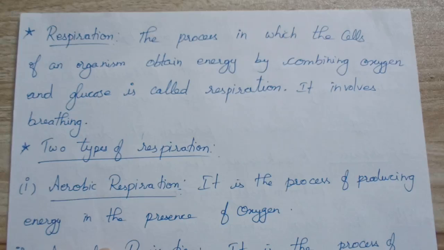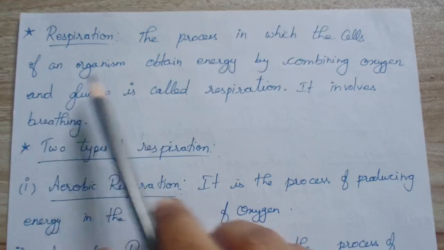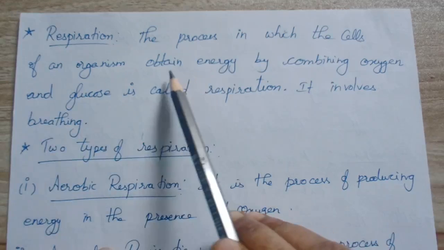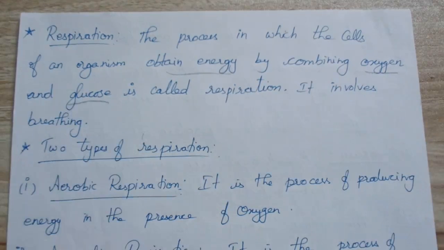What does respiration mean? It is a process of obtaining energy. How does it obtain energy? With the help of oxygen and glucose. So, respiration is the process in which cells of an organism obtain energy by combining oxygen and glucose.